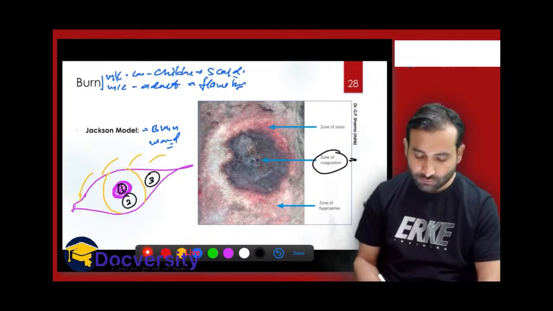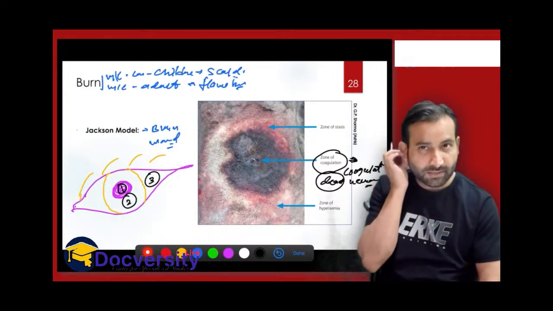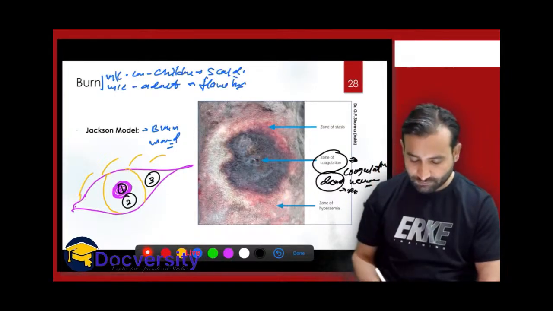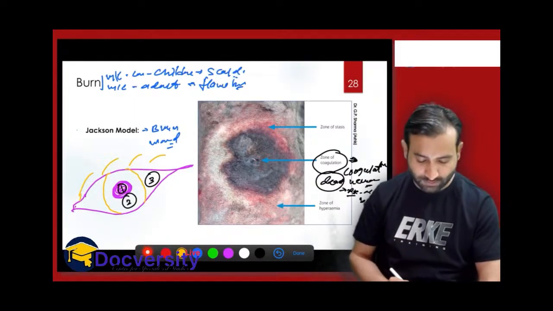So zone 1, you can see inside, that is the zone of coagulation. Which kind of coagulation it produces? It produces the coagulative necrosis. Here tissues are dead. No benefit of treatment. No benefit, right? No advantage. This is zone of coagulation, zone number 1.